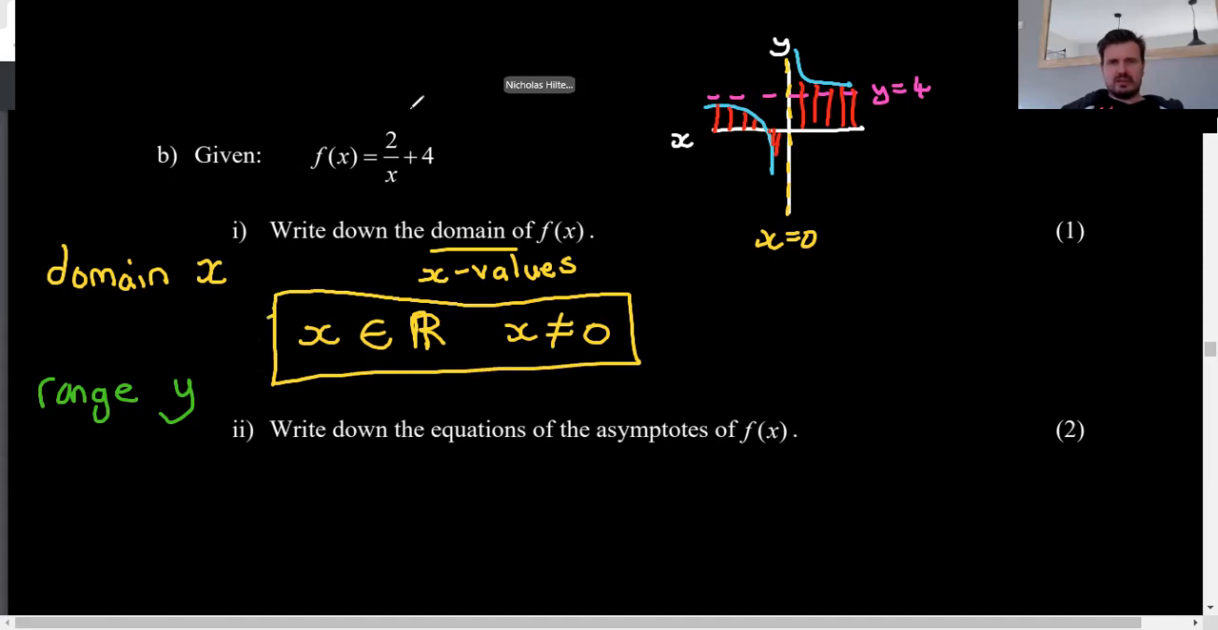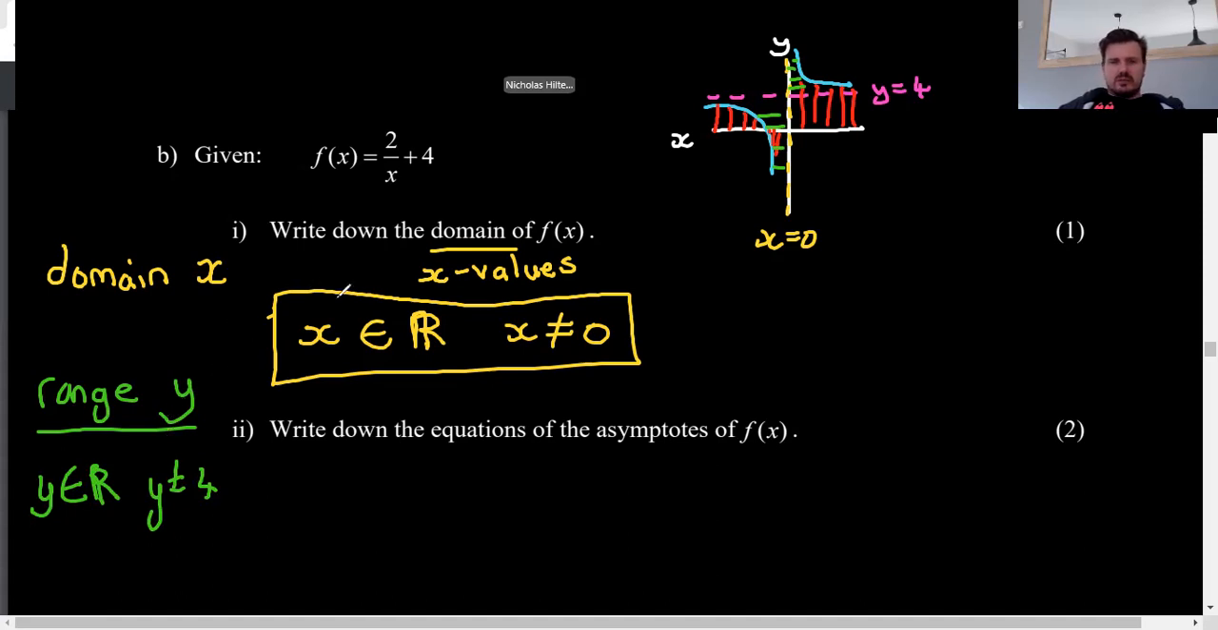Now let's say I was asked for the range. Well, if I go from the y, I get an answer. I could go along everywhere and I get a value except for at y equals 4. So my range is y is an element of real numbers, but y cannot equal 4.